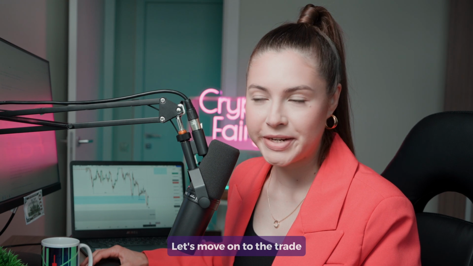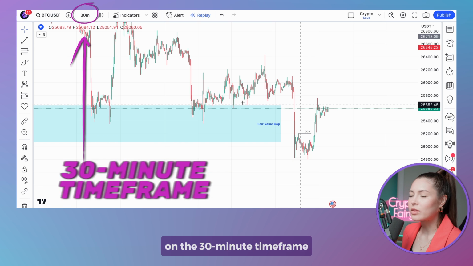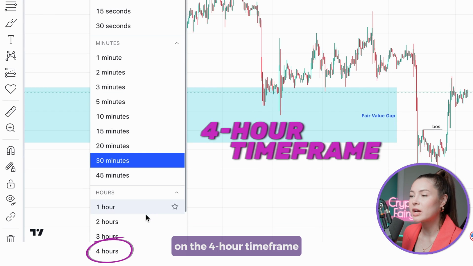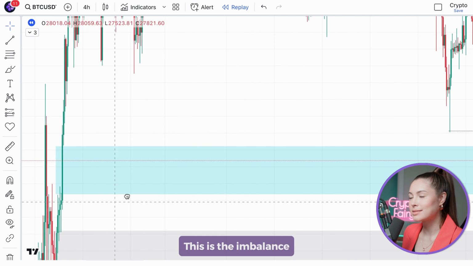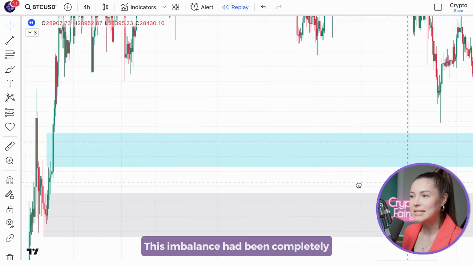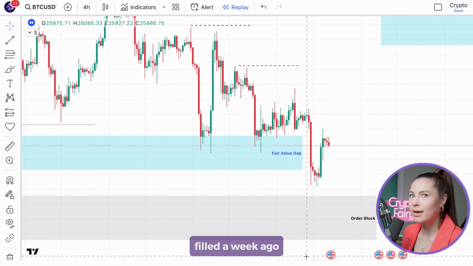Let's move on to the trade. This is the Bitcoin chart on the 30-minute time frame. In blue, I mark the imbalance on the 4-hour time frame. This is the imbalance. There is a 3-candle structure and a massive gap. This imbalance had been completely filled a week ago.